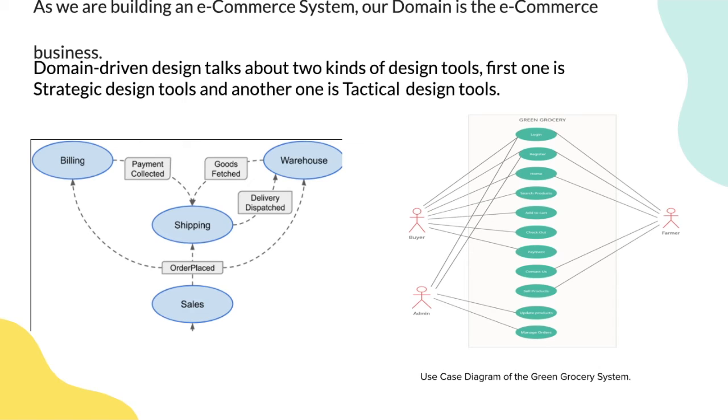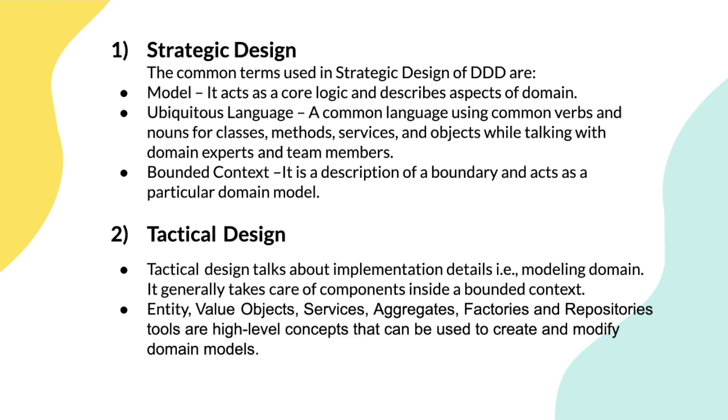Here, a model of the domain can be depicted as a UML sketch and in the language of the domain. We can see the use case diagram of the Green Grocery system as shown. Now coming next, domain-driven design talks about two kinds of design tools. The first one is strategic design tools and the other one is tactical design tools. This slide explains in detail the common terms and the methodologies used in each design tool. Now let's move next.